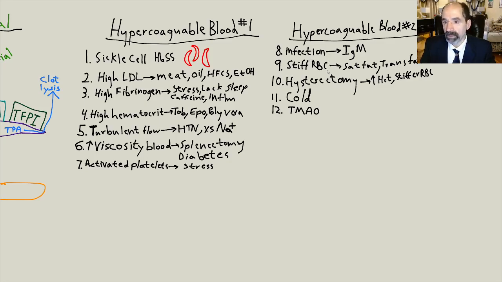Things that stiffen the red blood cells. Excessive saturated fat and trans fat will lead to their incorporation into the plasma cell membranes of the red blood cells and predispose them to being stiffer, less deformable, therefore increased blood viscosity, pressure goes up, and you get all this sequence of events.